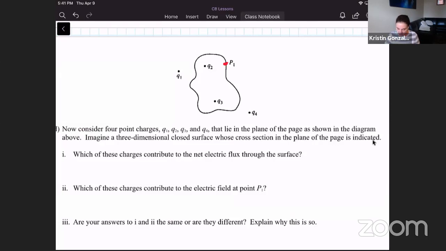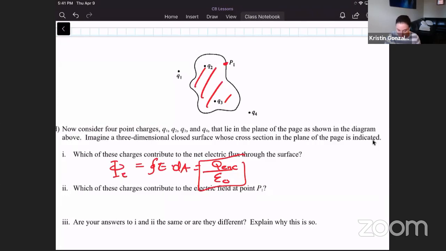Okay, so which ones are going to contribute to the net electric flux through the surface? Remember, what is that flux equal? The electric flux is equal to either that integral of E dot dA or equal to Q enclosed over epsilon naught. So one thing we can look at is that the flux only depends on the amount of charge enclosed. So which ones do we care about? We care about the ones that are enclosed, which are only Q2 and Q3.